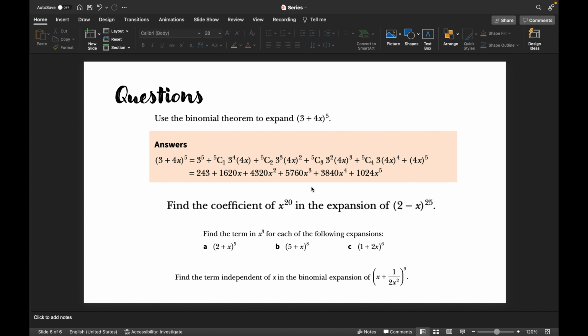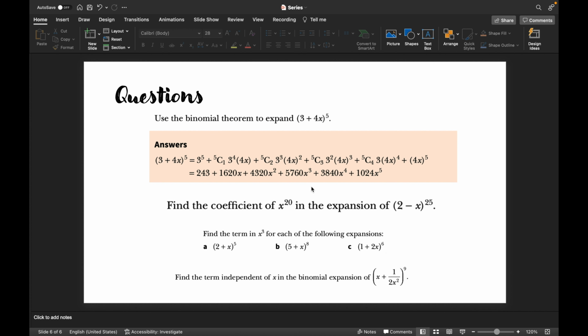Okay, the first one is just an example, and the answer is given below. So I just want to walk through this with you so it's pretty clear. We have to use the binomial theorem to expand (3 + 4x) to the power of 5. So first we have to write 5C0. We know that 5C0 is always 1, so we can just ignore that. So we're going to get 3 to the power of 5.